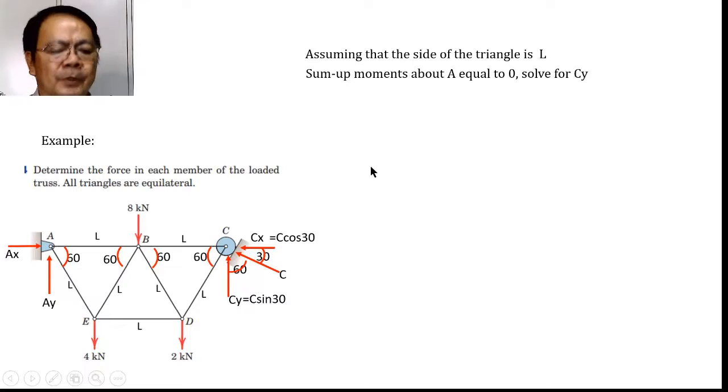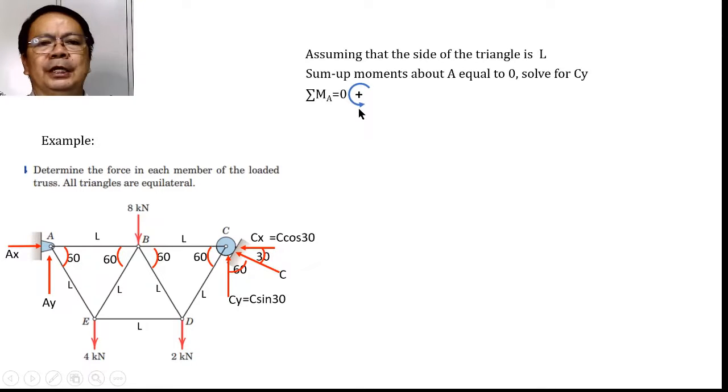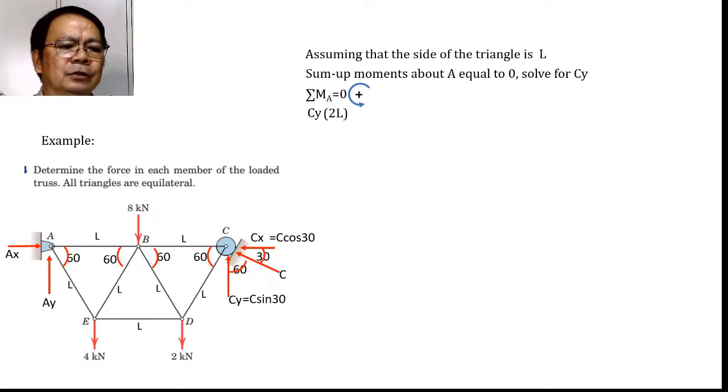So, ituloy natin. We will sum up moments about A equal to 0 and considering counterclockwise moment as positive. I am using here the sign convention for the moment sum. Shall be equal to 0, and from here, we can solve for CY. Let us now analyze how we are going to come up with the equation. Here is C sub Y natin, at ang kanyang moment arm from A is twice L, so that is 2L. Whereas the next value will be for 8. What will be the moment arm of 8? That is L, and the direction will be clockwise with respect to A, and therefore that would be negative. That would be minus 8L.